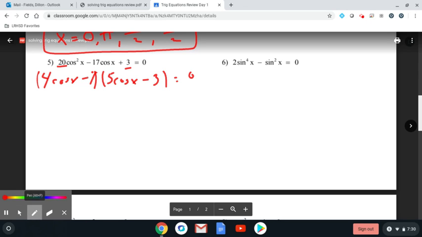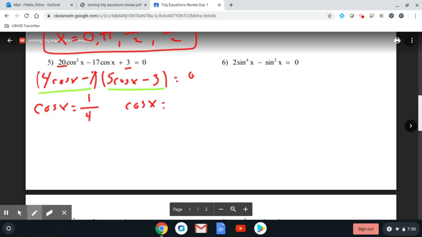All right. So now that you have your 2 groups, just like we talked about before, you're going to set each of them equal to 0 and try to get cosine by itself. When we focus on this left side, we're going to add 1 and divide by 4. So that's going to give us cosine x is equal to positive 1/4. On my right-hand side, when we solve for cosine, we'll get cosine x is equal to positive 3/5.